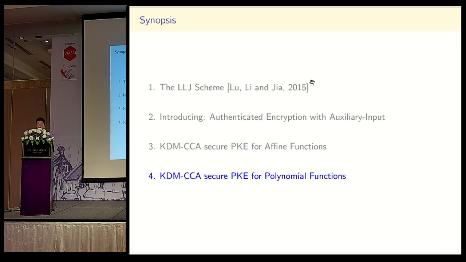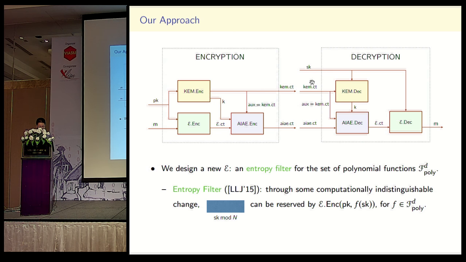Then we show how to extend our technique and build KDM-CCA secure PKE for polynomial functions. We design a new building block E, which serves as an entropy filter for the polynomial functions. That means through some computationally indistinguishable change, the blue part can be preserved by the encryption of E. And thanks to our approach, we only need to design a new E, and the other two building blocks, KEM and AIAE, do not need to change.